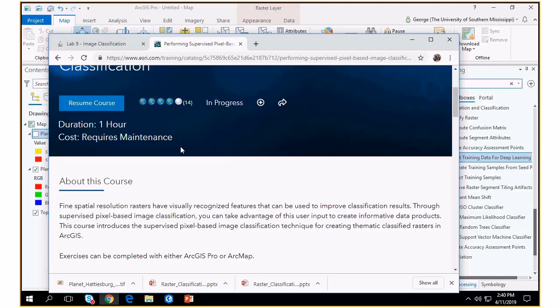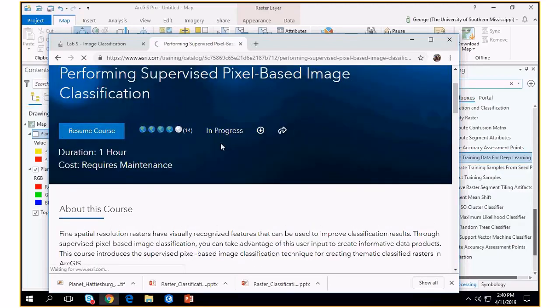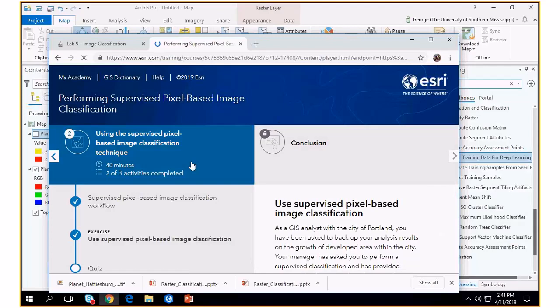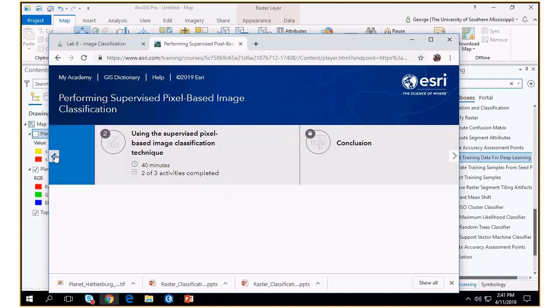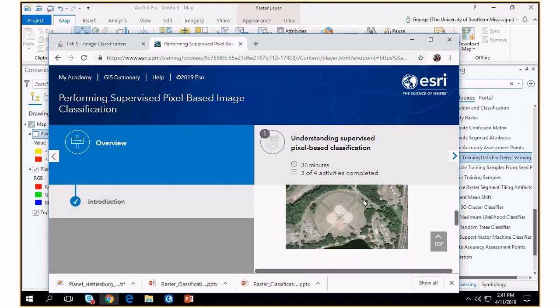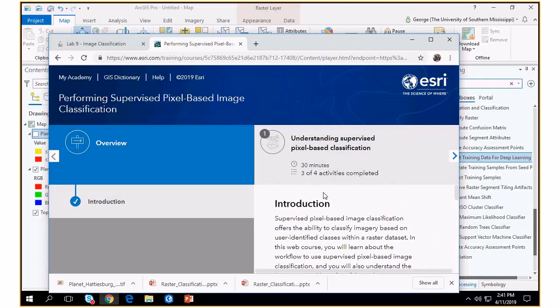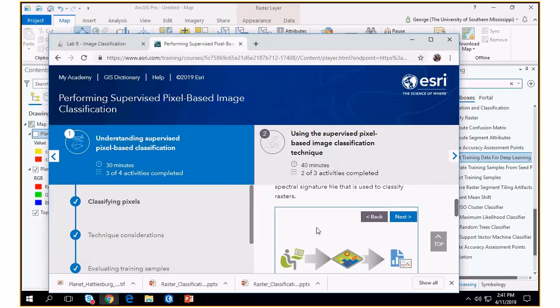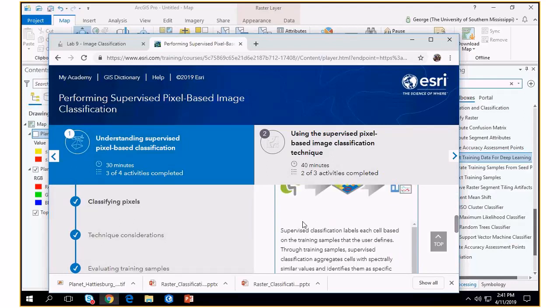Make sure that when you do this, it's not going to, because I already did it. But when it first starts, make sure you select that you want to do it in ArcGIS Pro. So that's this high resolution data. And so it'll walk you through the process of actually defining these training data sets. Okay. And then implementing that.